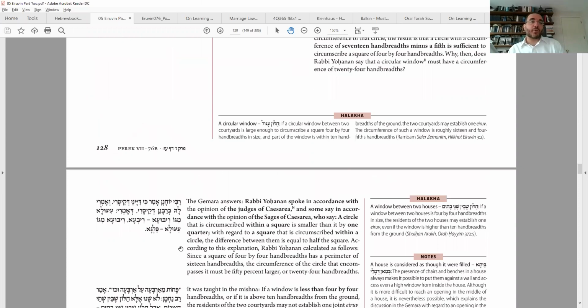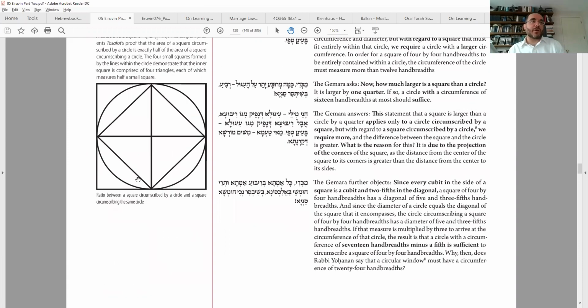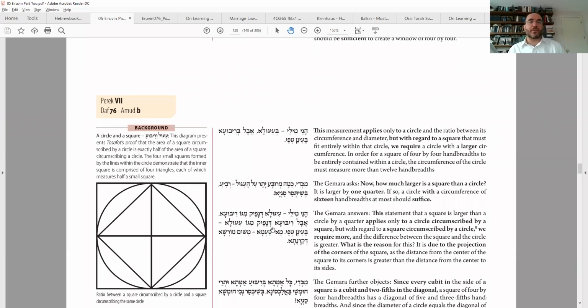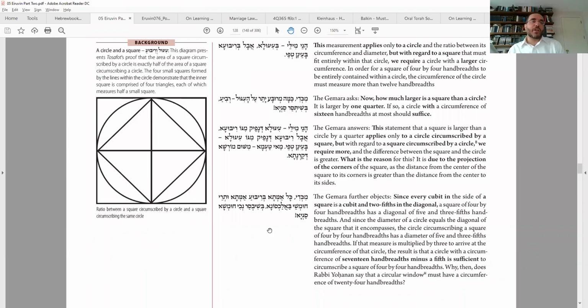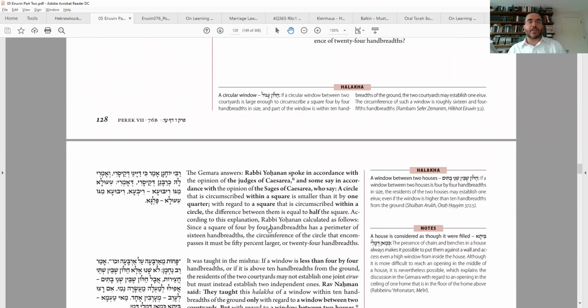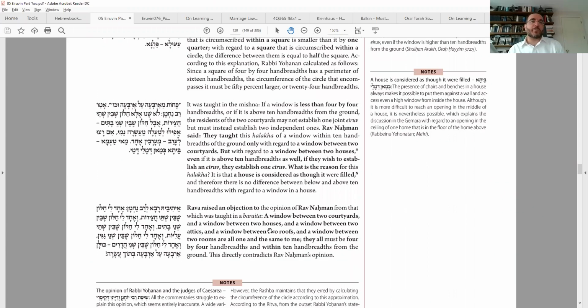and that's how we got to 24. Or rather making it 50% larger, and that's how we got to 24. The problem is that this was a calculation of area, and Rabbi Yochanan's statement was a calculation of circumference. So Rabbi Yochanan's calculation is not correct. This is a big problem.